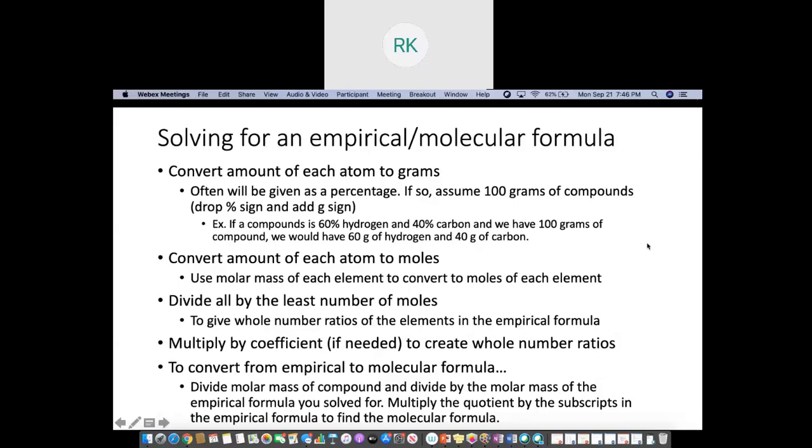Okay? And then your last step, it depends. If they ask you for an empirical formula, you are already done. But if they ask you for your molecular formula, you're going to take the molar mass of the entire compound and divide that by the molar mass of your empirical formula, and then you're going to take that quotient and multiply all the subscripts in your empirical formula by it.